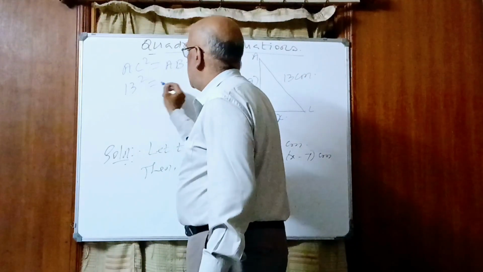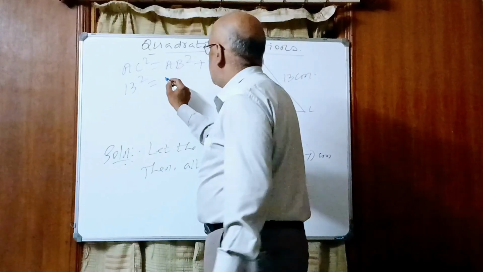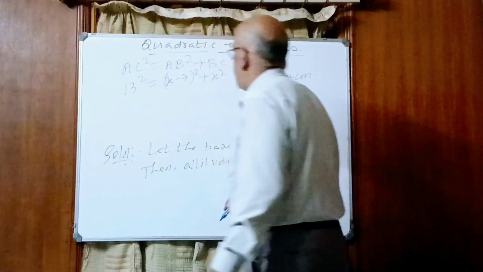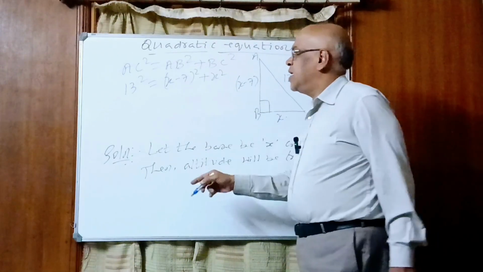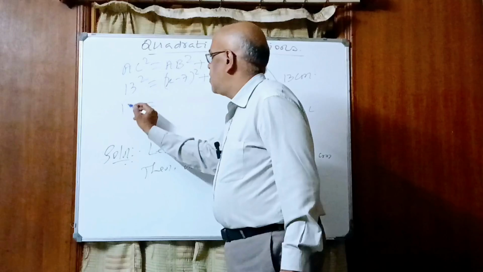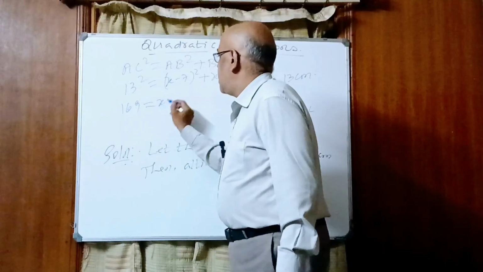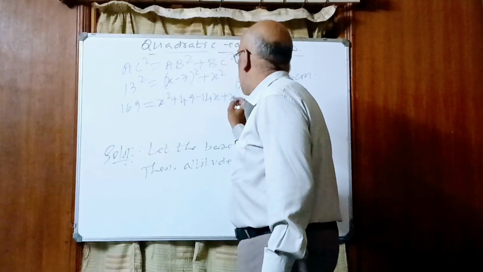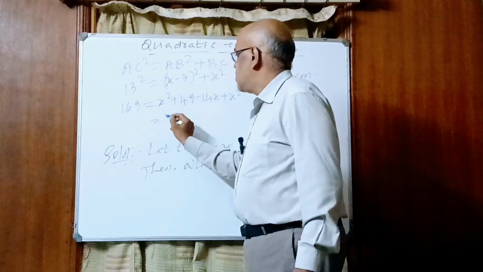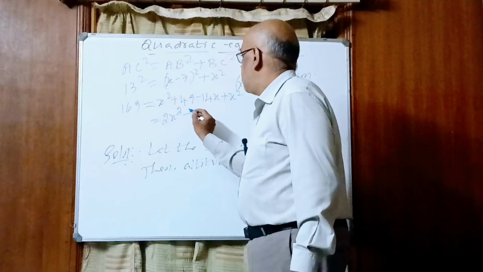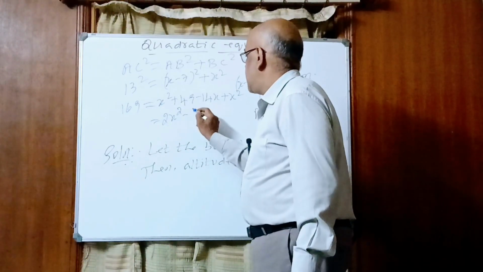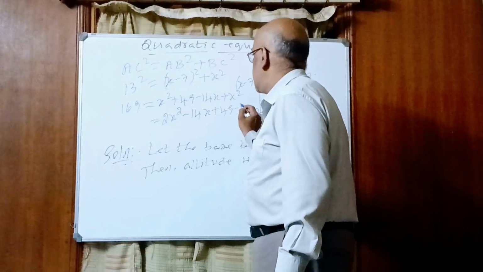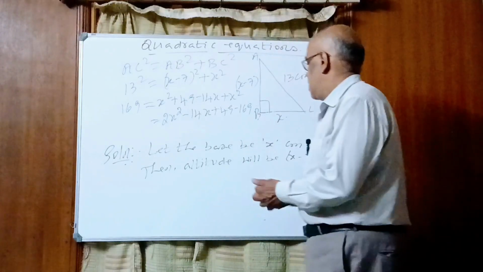13 square is equal to AB square, which is how much? x minus 7 whole square plus x square. Now expand this x minus 7 whole square. 13 square is 169, equal to x square plus 49 minus 14x plus x square. x square plus x square is 2x square, and we'll write it in the specific order, plus 49 minus 169. And arrange these, children.